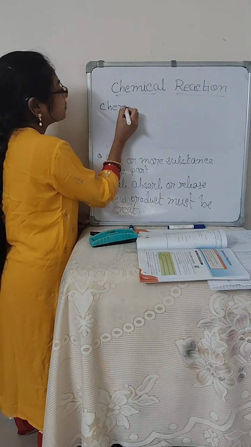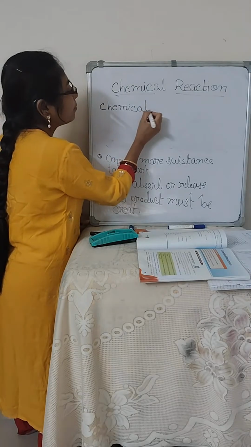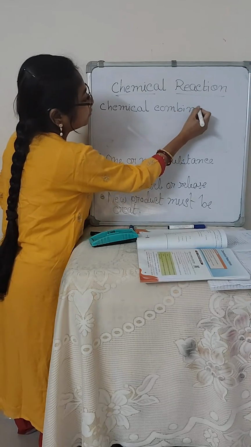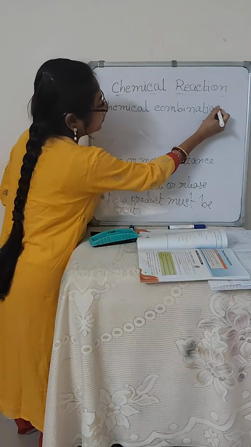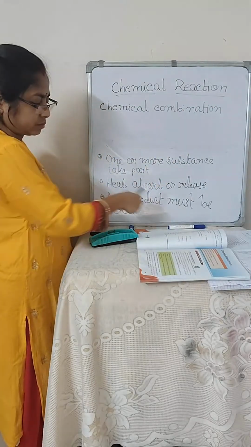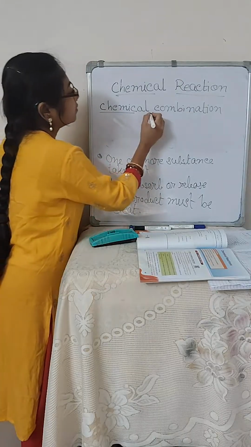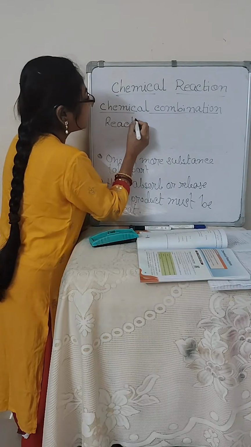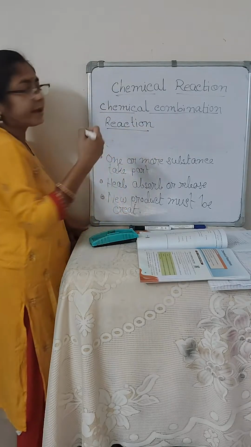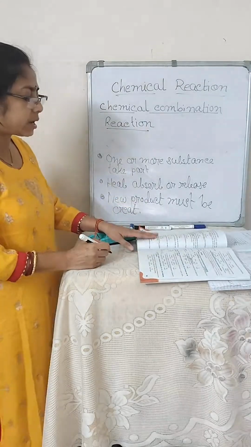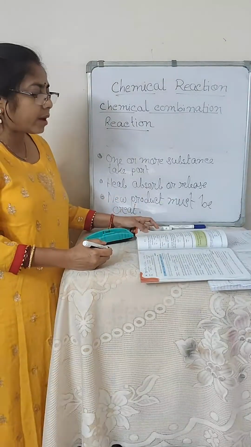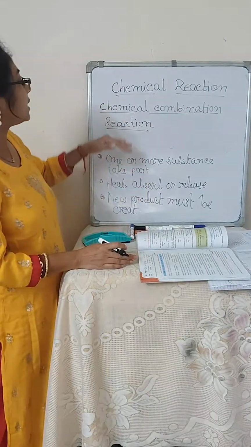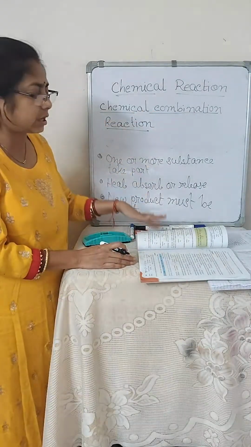Chemical combination reactions. There are different types of reactions. One is chemical combination reaction, one is decomposition reaction, one is precipitation reaction. So there are different types of reaction. First I start with chemical combination reaction.